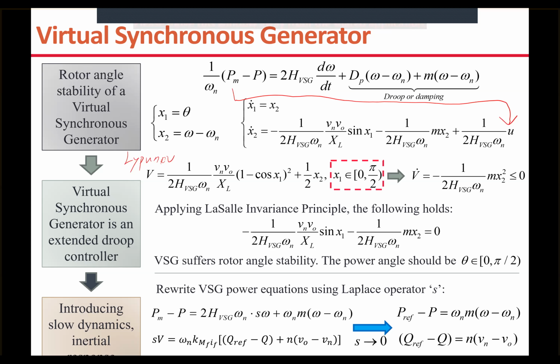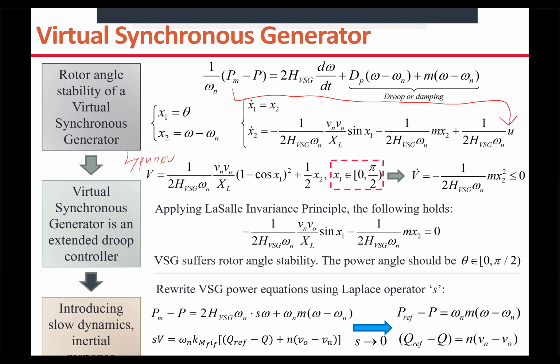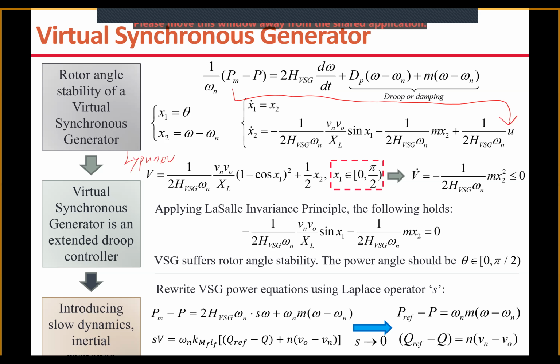And by looking at here, we can see that VSG is an extended droop controller. I can show you, because we can write the equation. From the swing equation, we can write it here. This is the real power control and this is the reactive power control: reactive power voltage, and real power frequency. And S is the Laplace operator.